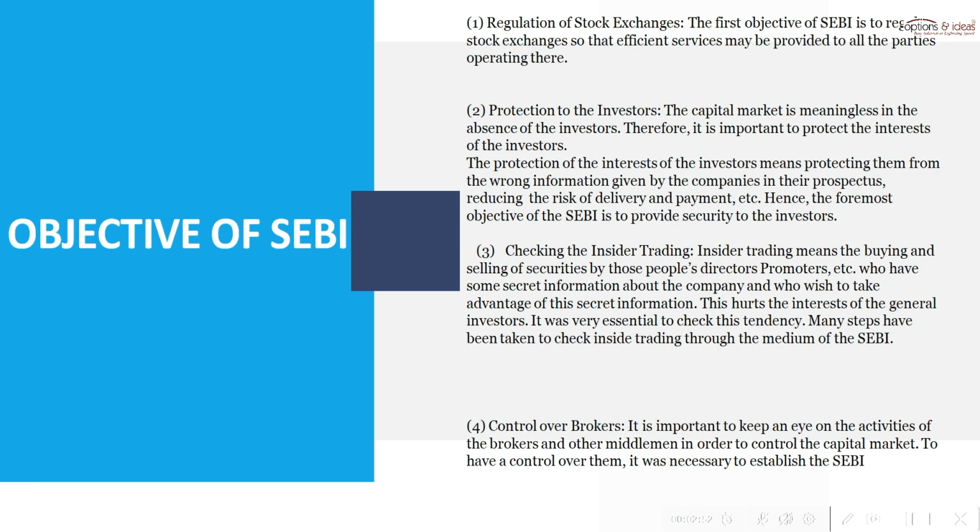4. Control over brokers. It is important to keep an eye on the activities of the brokers and other middlemen in order to control the capital market. To have control over them, it was necessary to establish SEBI.